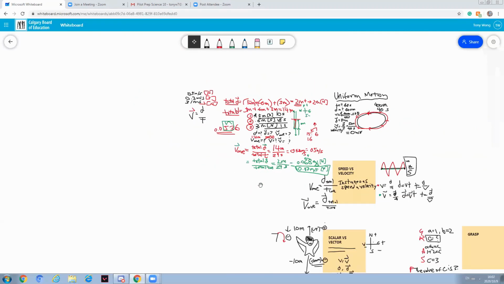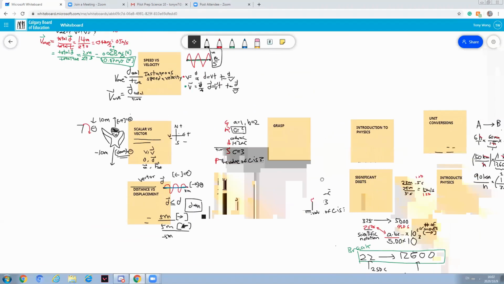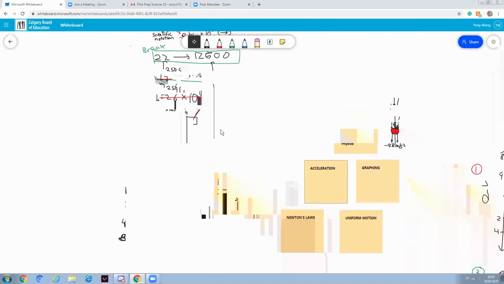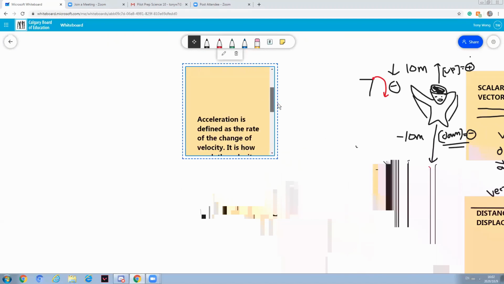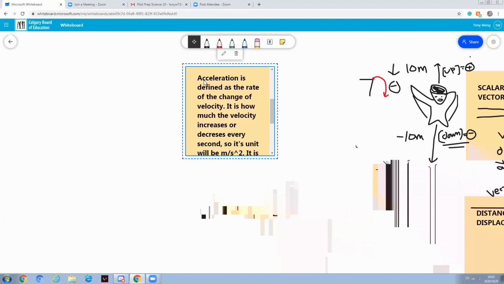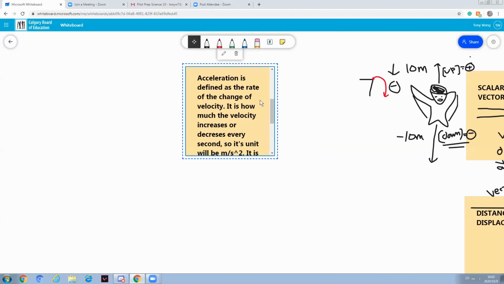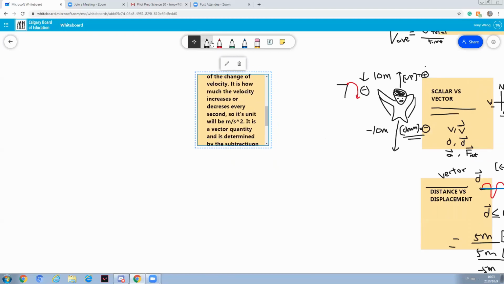Okay, so moving on from uniform motion type things, we are going to look at acceleration. I think you've heard the word acceleration before, but the first time I heard it, it was a little bit challenging to explain. The definition of acceleration is that it is the rate of change of velocity. So in simpler terms, it's how much the velocity, not the speed, changes every second. It either increases or it decreases.